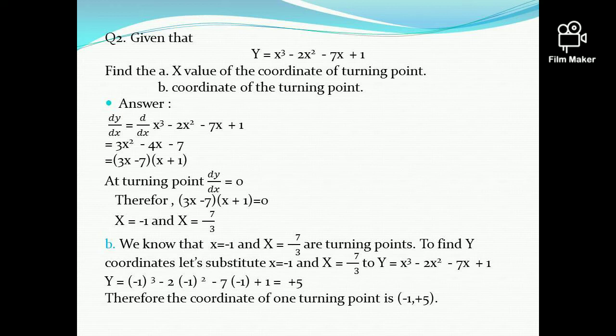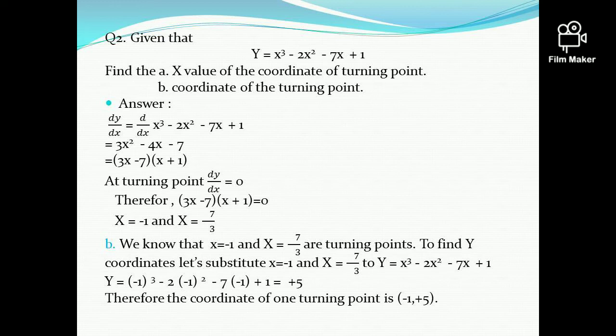We know that the answer obtained for dy by dx is 3x squared minus 4x minus 7. Its factorized form is 3x minus 7 into x plus 1. Therefore, you can write 3x minus 7 into x plus 1 is equal to 0. You will obtain the x coordinates as minus 1 and 7 over 3. Then we know that for this graph, you will obtain two turning points: one at x equals minus 1 and the other at x equals 7 over 3.